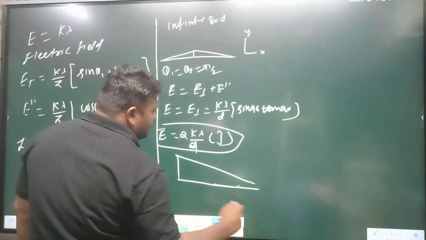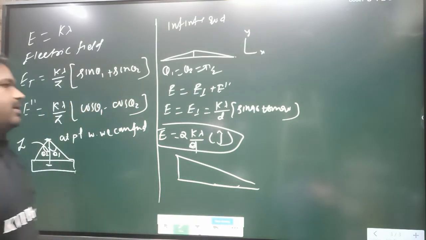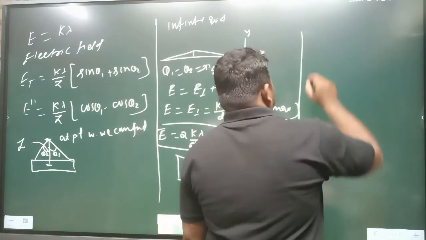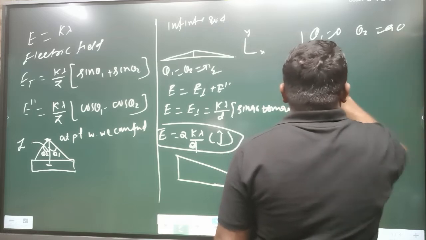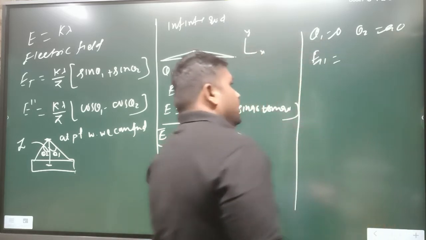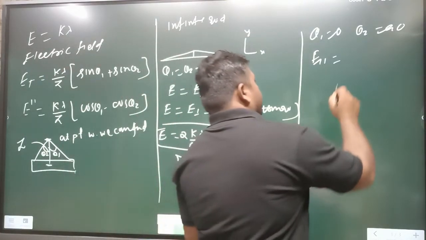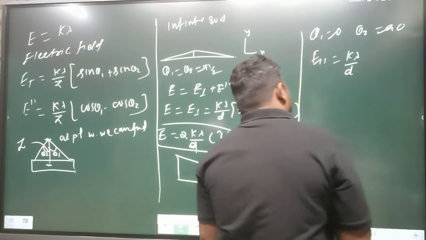Next, one end. One end means one is an infinite end and one is a finite end. Theta 1 is 0, theta 2 is 90. Yes or no? E parallel is K lambda by D, in I cap direction. मध्ये. K lambda by D.